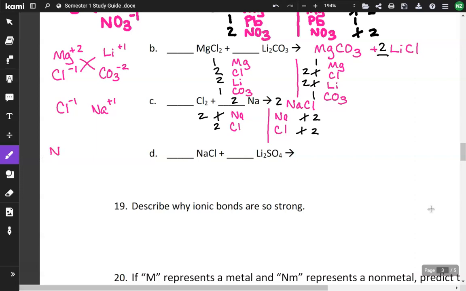Okay, so the last one, we have NaCl, LiSO4. Na plus 1, minus 1. Lithium is plus 1. SO4 is minus 2. This goes with that. That goes with that. So we are going to have NaSO4 and Na2 because I need these to balance out. And then LiCl. Let's balance.